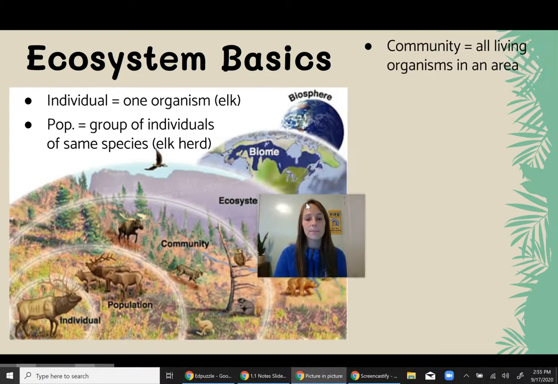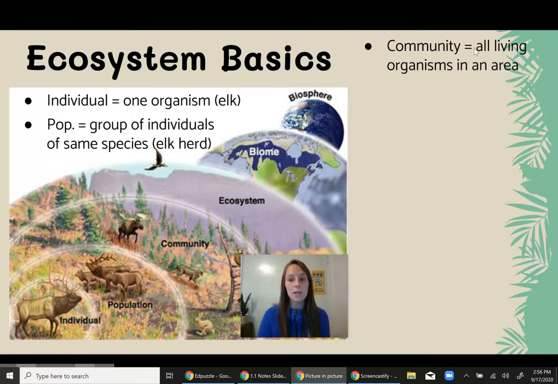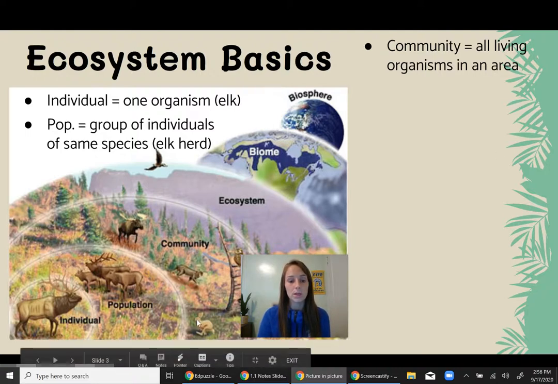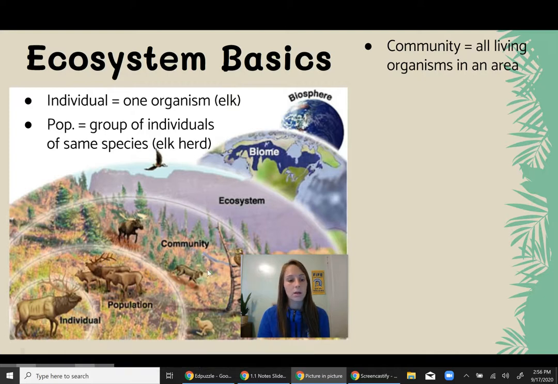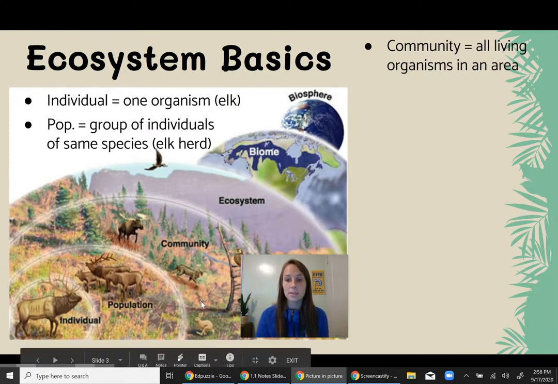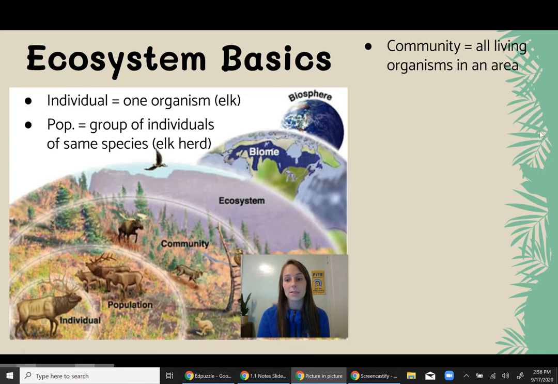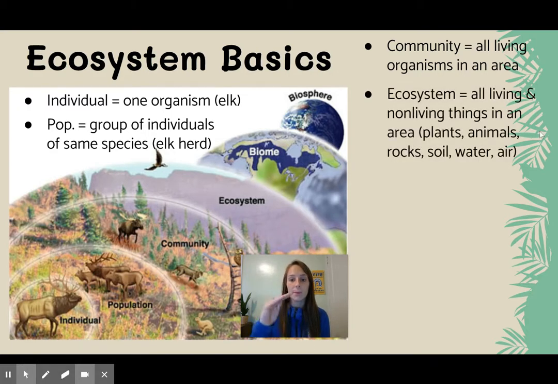Then the next one is going to be a community, which is all living organisms in an area. So this would include the moose, the rabbit, the owl, the elk, the trees, the grass, all the things that are living in this area. Then we step up to an ecosystem. Now this is all the living and non-living things. So it includes some of those plants and animals I just mentioned, but we also start including rocks, soil, water, air, the non-living things as well.